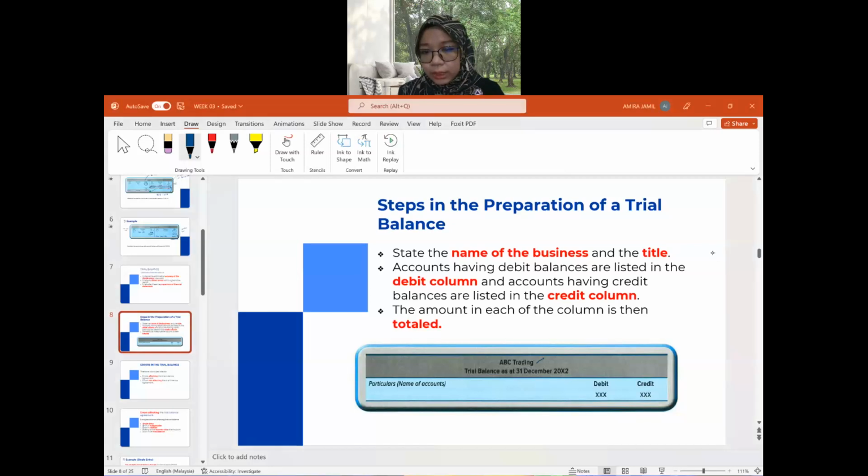For example, this one, ABC Trading. Then we have a debit column and a credit column, and then it shows the total. The title is trial balance as at the end of the year, 31st December 20-something, or at the end of the month, 31st March, 29 or 28 February, sorry.